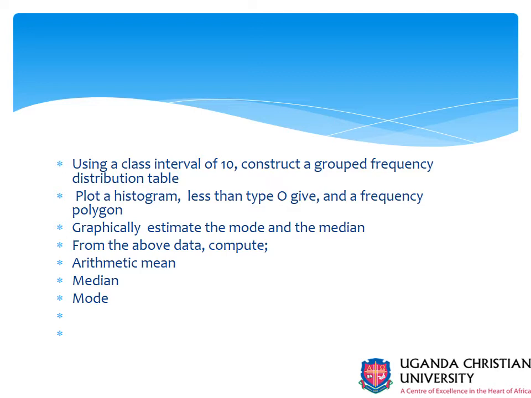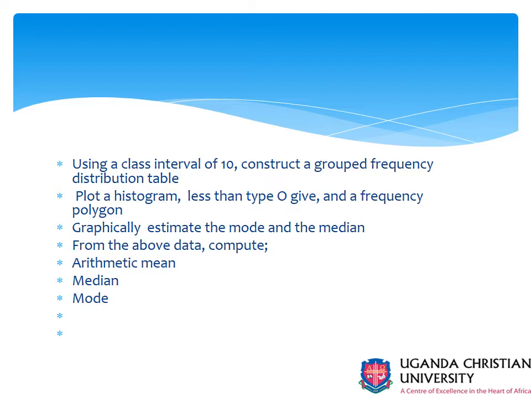For these two, mode and median can be estimated graphically. When we're estimating the mode, we use what we call a histogram, and when we're estimating the median, we use what we call the ogive. Mean cannot be estimated graphically. It's the only measure of central tendency that we can't estimate graphically. However, these two can be estimated graphically using the histogram and an ogive.